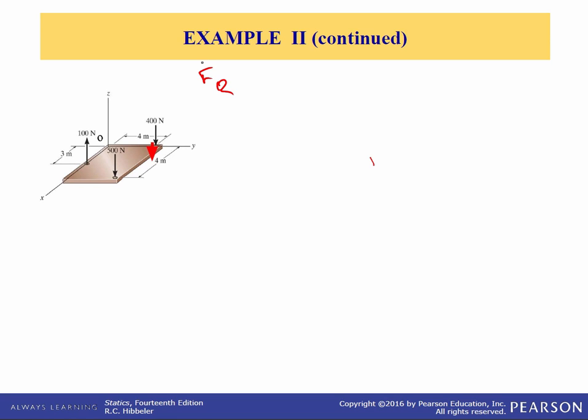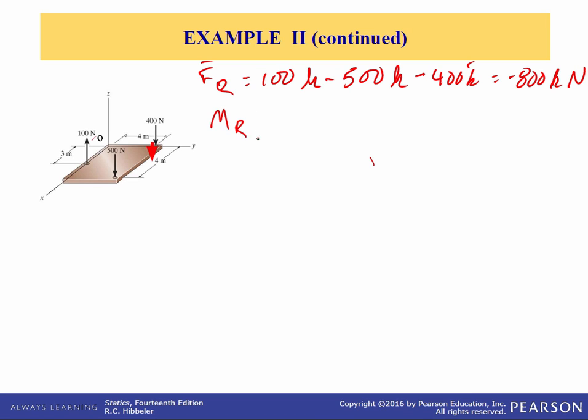So the resultant force is equal to, we have a 100 positive k, we have minus 500 in k, and we have minus 400 in k. So the resultant force is minus 800 k newtons. Now we're going to sum moments. So the resultant moment about point O is equal to, now I'm going to use the vector form. So moment is equal to r cross F to solve this problem. So let's take the 100 newton force first, and its r vector from O to that force is 3i. So 3i cross with 100 k.